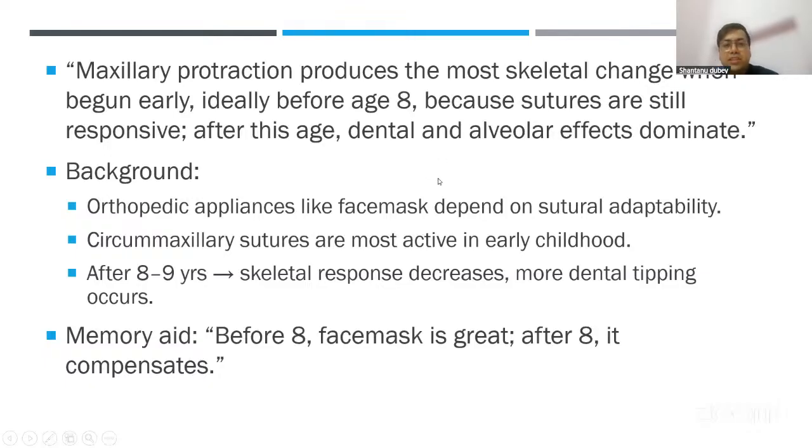Okay, maxillary protraction produces from Proffit the most skeletal change when begun early, ideally before the age of 8, because sutures are still responsive before this age. After that, dental and alveolar effects dominate. Okay. So what is the background? Orthopedic appliances like face mask depend on sutural adaptability. Circummaxillary sutures, which are present around the maxilla, are most active in early childhood. After 8 to 9 years, skeletal response decreases and more dental tipping is observed. So the memory aid would be: before 8, face mask is great. After 8, it just compensates. So there is dental compensation also.